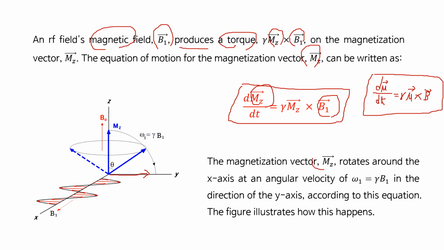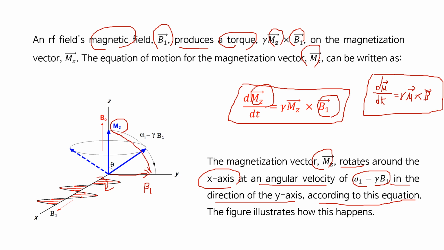The magnetization vector M rotates around the x-axis at an angular velocity of omega1 equals gamma B1 in the direction of the y-axis, according to this equation. So according to this equation, magnetization vector M has torque due to B1 and rotates around the x-axis and moves to the xy plane like this. And the angular velocity is given by omega1 equals gamma B1.